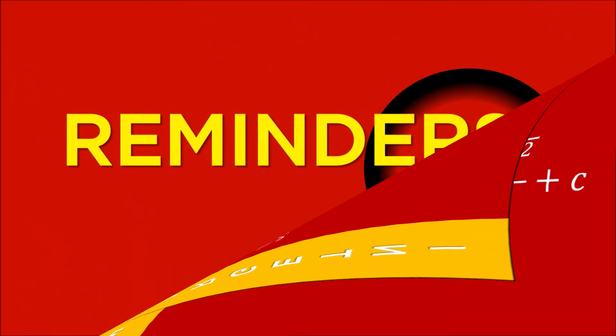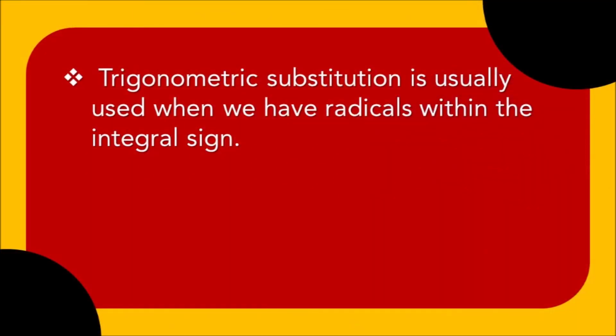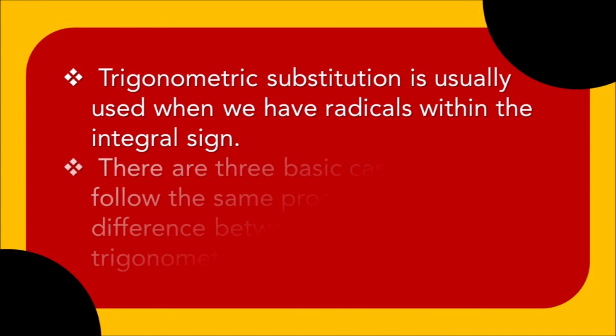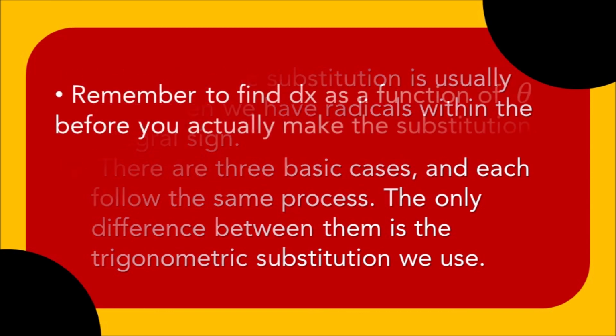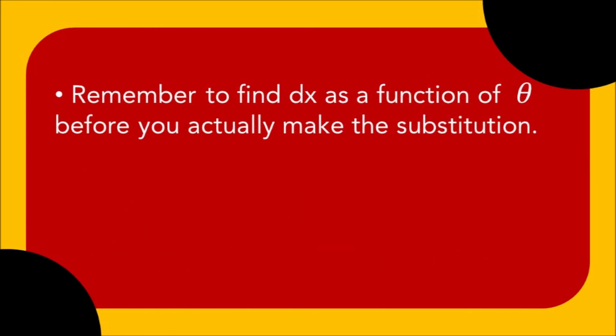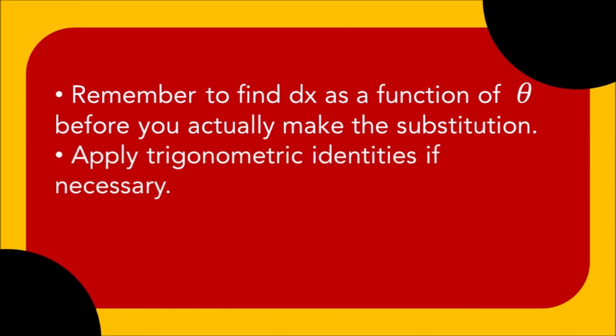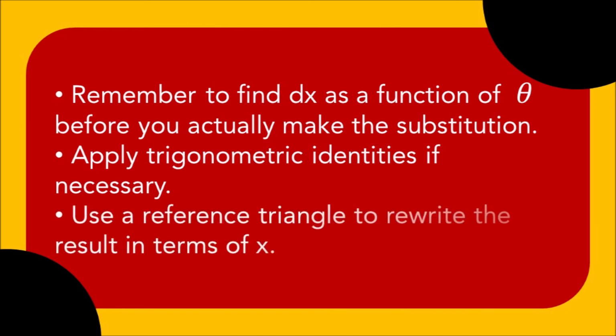Here are some reminders in using trigonometric substitution. Trigonometric substitution is usually used when we have radicals within the integral sign. There are three basic cases, and each follows the same process. The only difference between them is the trigonometric substitution we use. Remember to find dx as a function of theta before you actually make the substitution. Apply trigonometric identities if necessary. Use a reference triangle to rewrite the result in terms of x.